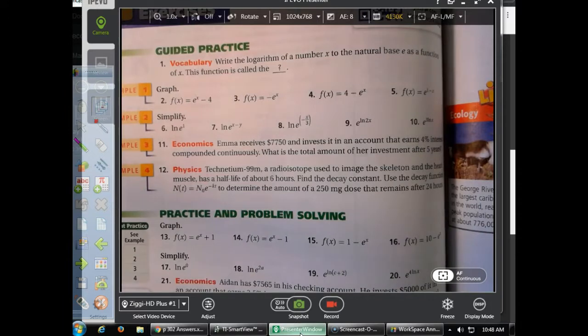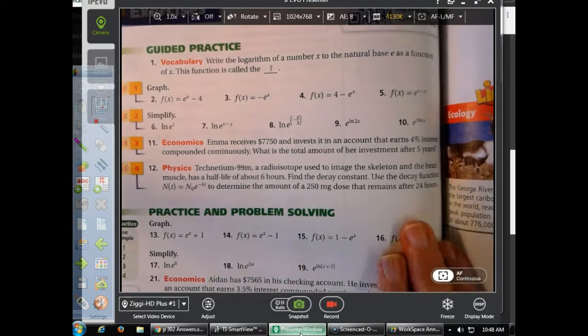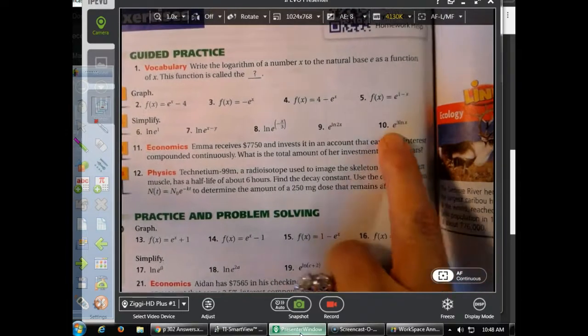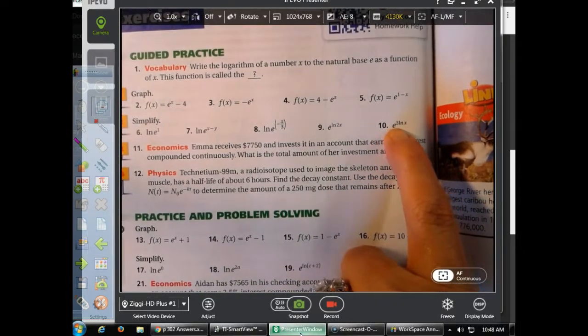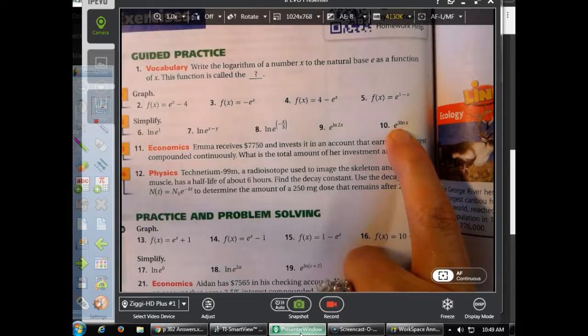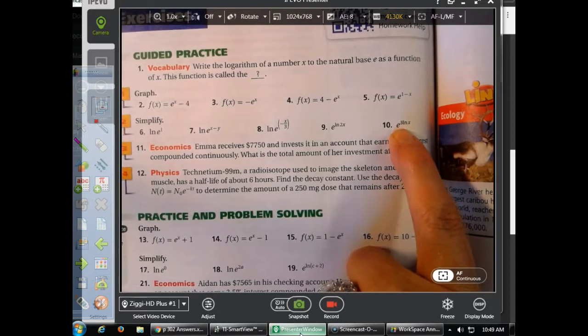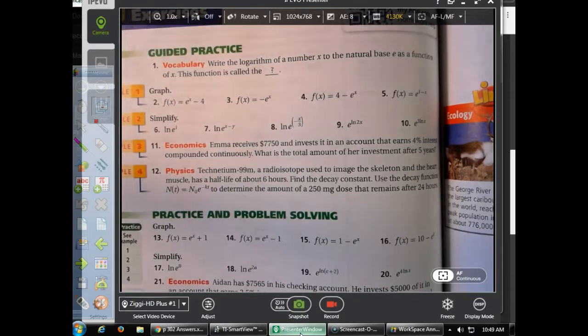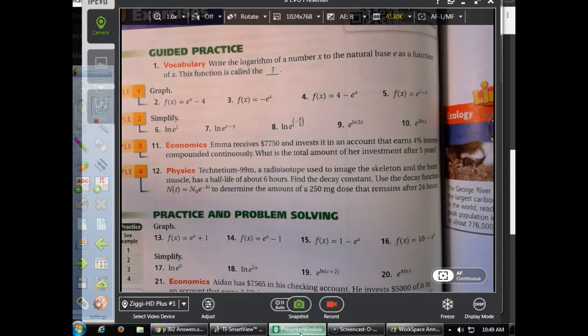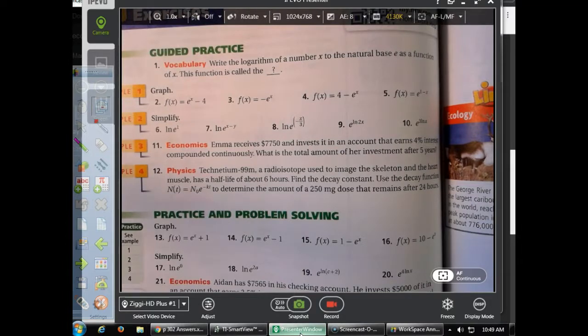What does 10 say? Number 10 says, oh, I'm sorry. Number 10 says e raised to the 3 times ln of x. Okay, so let's go over it. And in fact, I'll just do it right here for you.